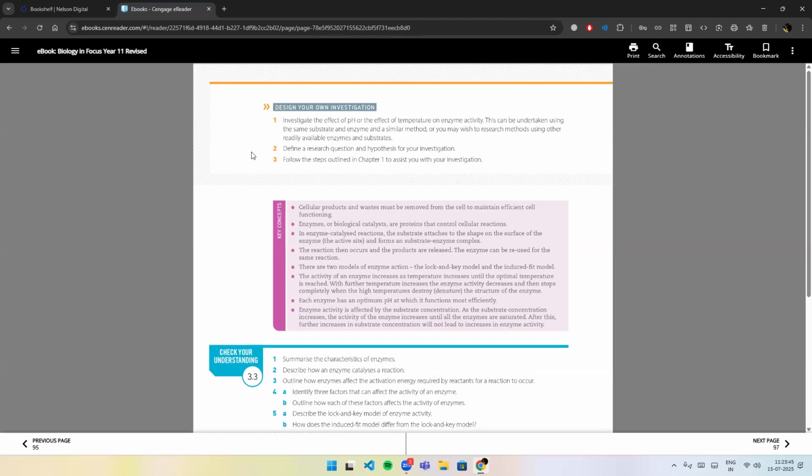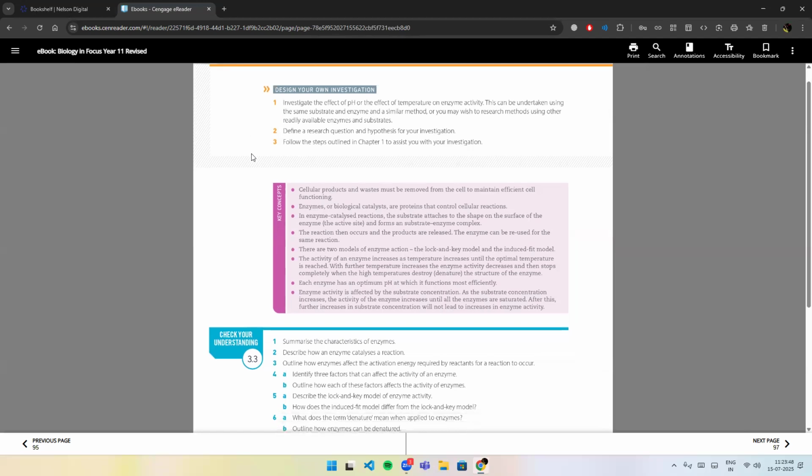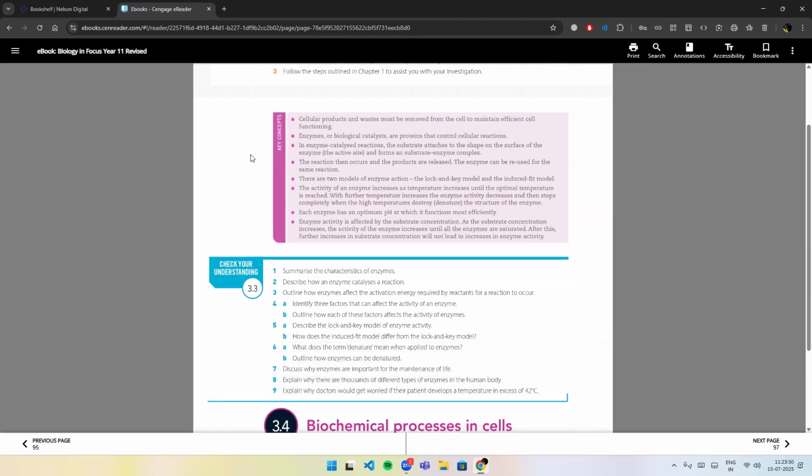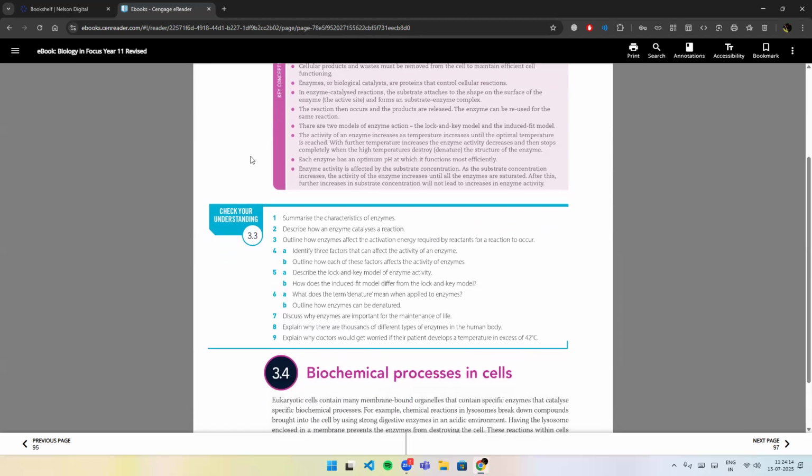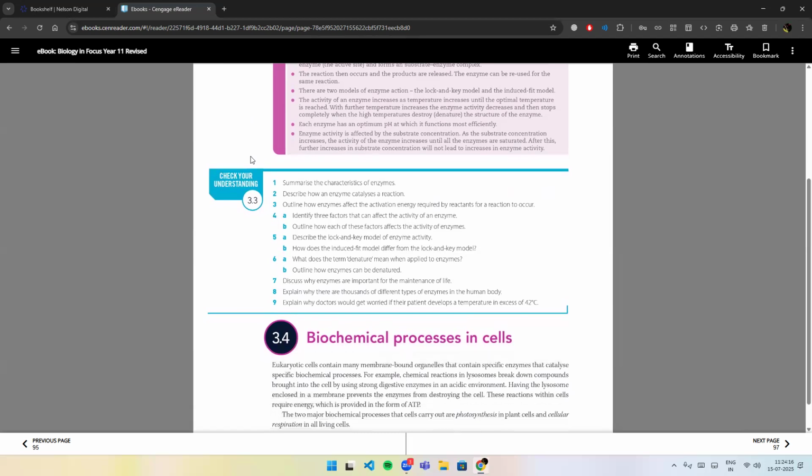Key concepts. Cellular products and wastes must be removed from the cell to maintain efficient cell functioning. Enzymes or biological catalysts are proteins that control cellular reactions. In enzyme catalyzed reactions, the substrate attaches to the shape on the surface of the enzyme, the active site, and forms a substrate-enzyme complex. The reaction then occurs and the products are released. The enzyme can be reused for the same reaction. There are two models of enzyme action, the lock and key model and the induced fit model.